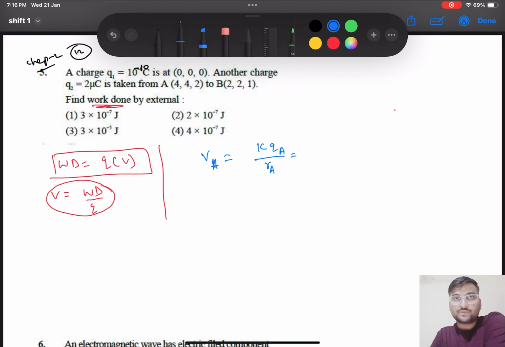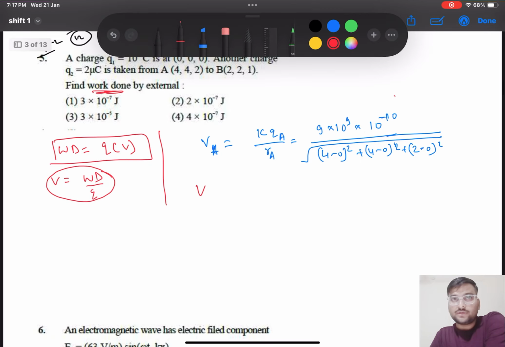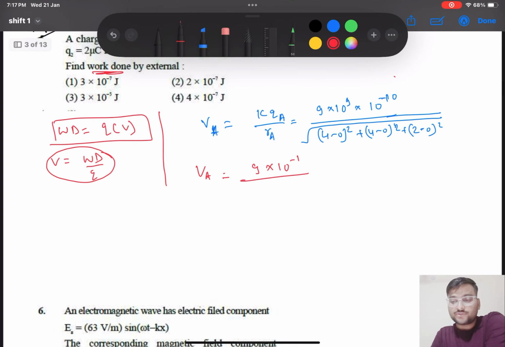V1 is given to you, that is KQ1 by R1, or we can say VA is equal to KQA by RA. The value of Q is given to us, that is 9 into 10 power 9 into 10 power minus 10. And the value of R is given to us, that is the square root of (4 minus 0) square plus (4 minus 0) square plus (2 minus 0) square. This is the value.